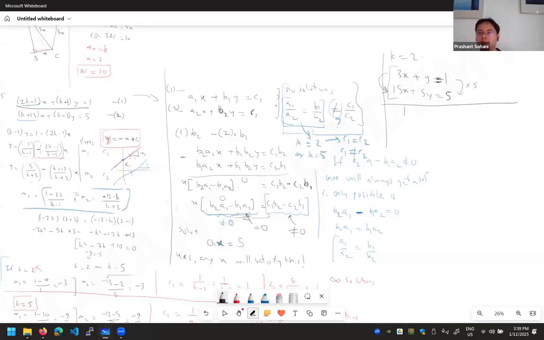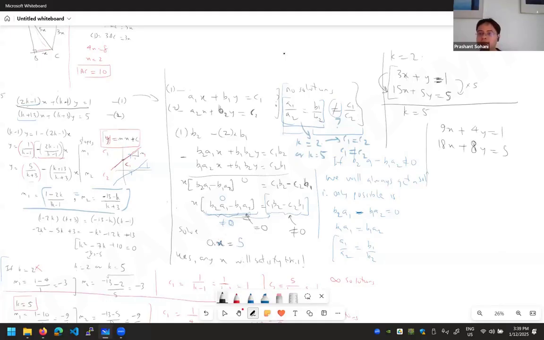On the other hand, when I put k equal to 5, now what are the two equations? My first equation, 2k minus 1, becomes 9x plus 4y is equal to 1. And what is my second equation? 18x plus 8y is equal to 5.